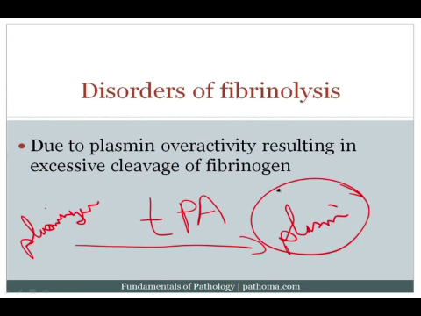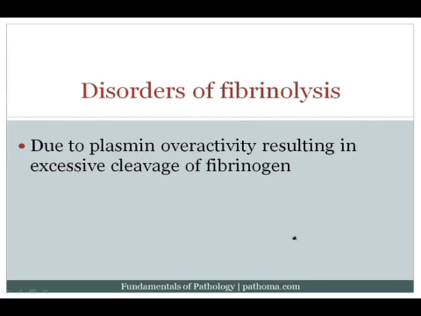Now, it's important to note that obviously you don't want this molecule overactive, because if it was overactive, you would never be able to form a thrombus. And so we need to shut off plasmin as well, and alpha-2 antiplasmin is the molecule that inactivates plasmin, and that's written in your text as well. All right, now in disorders of fibrinolysis, the problem is that you have plasmin overactivity.